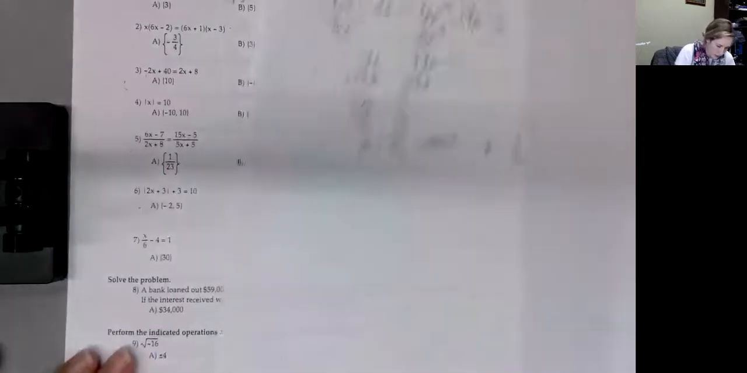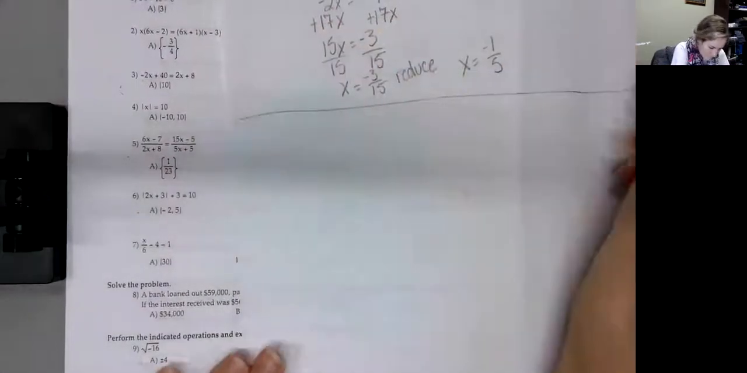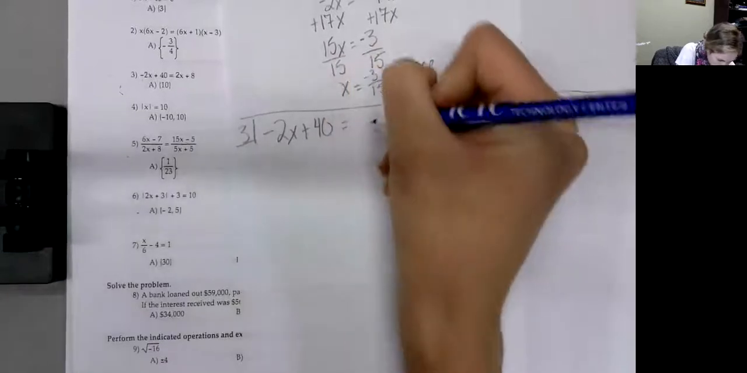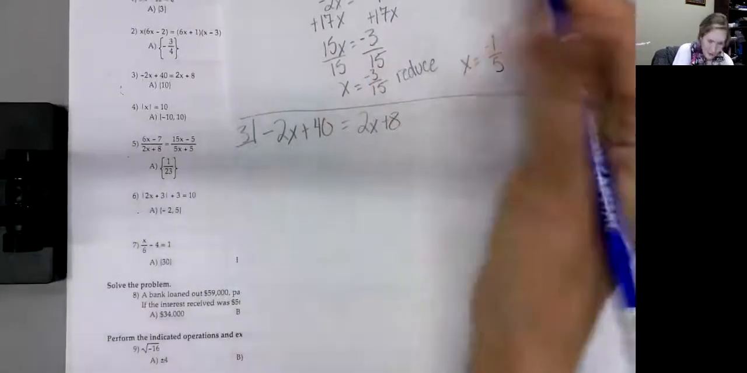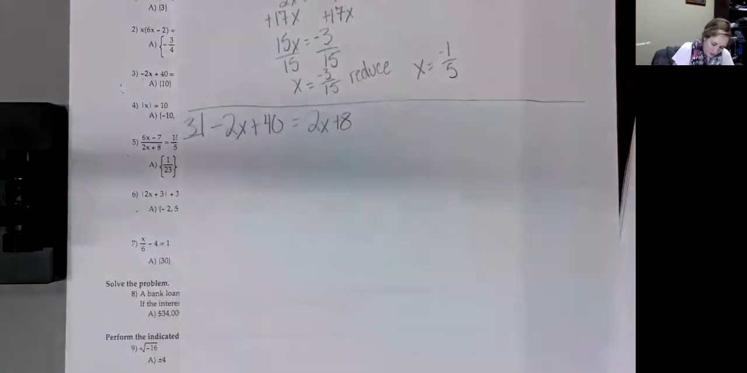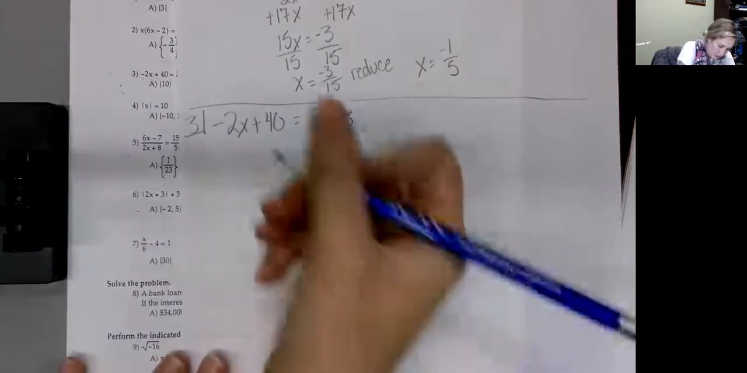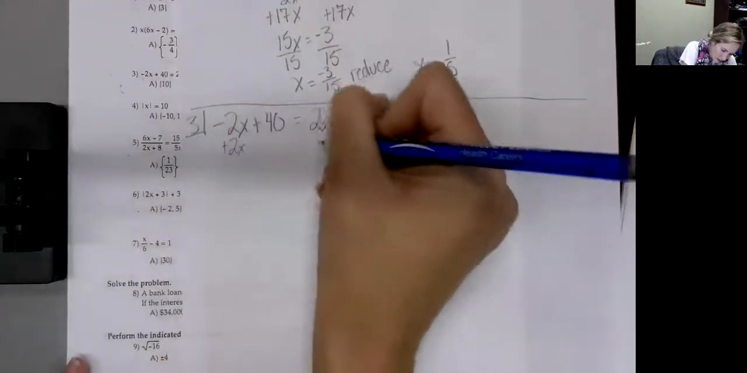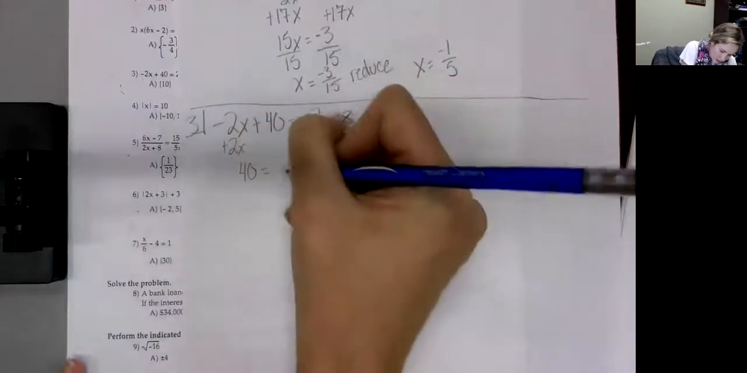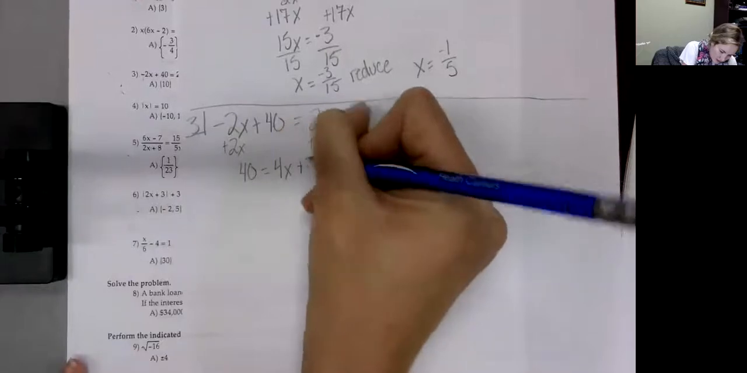Okay, number 3. We have negative 2x plus 40 equals 2x plus 8. So the first thing I'm going to do is move my x's to the same side. So negative 2x is less than positive 2x. So we're going to add 2x. So I have 40 left on the left side, and 2x plus 2x gives us 4x plus 8.